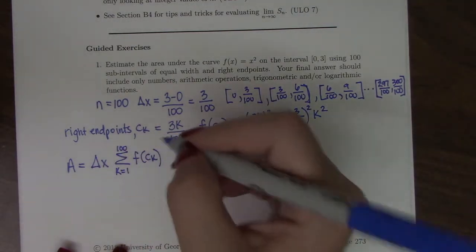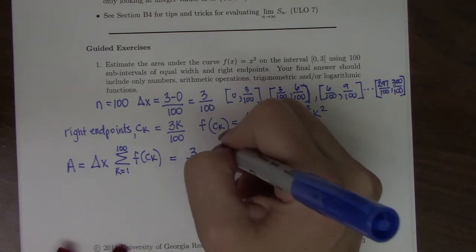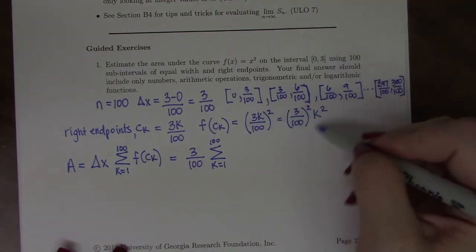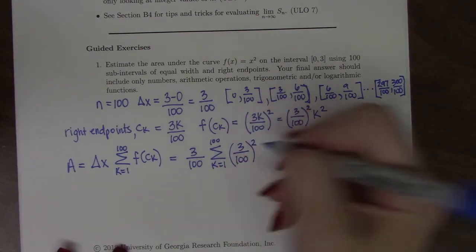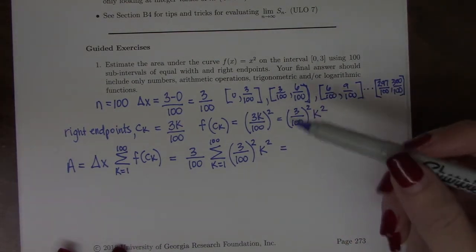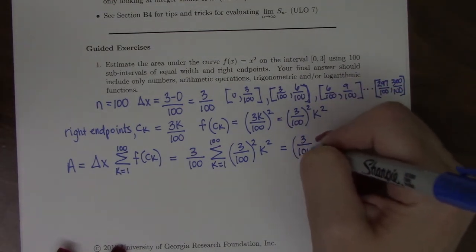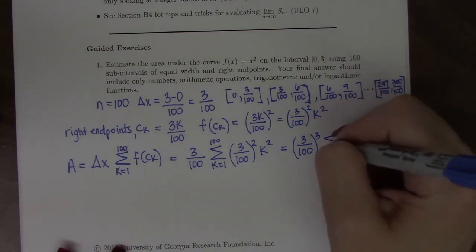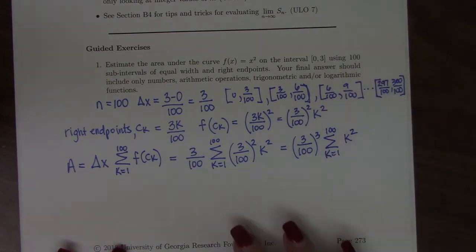So now let's plug in all the components. So the width was 3 over 100. The sum is from 1 to 100 of this formula right here. So we get 3 over 100 squared times k squared. Just to make this a little bit easier on myself, I'm going to pull all the constants out front. So I have 3 over 100 cubed, because I had a squared times another one, times the sum of k equals 1 to 100 of k squared.